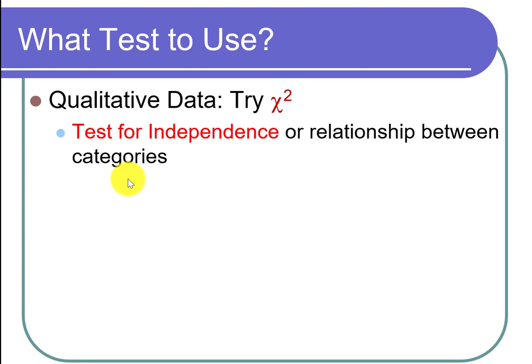So we have 2 different qualitative variables. And we want to say, is one variable independent of the other variable? Or is one related to the other? Is there a relationship between the two? If you know about one of them, does that help you understand the other? All of these questions are about tests for independence.